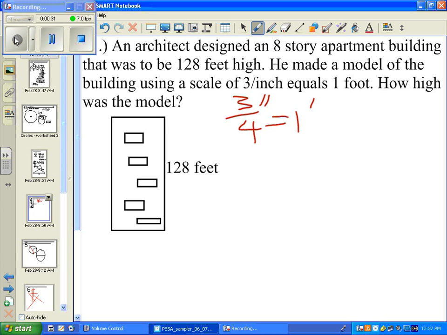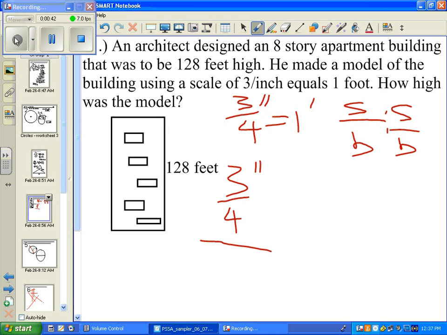This is a ratio and proportion problem, and we're going to go just smaller to bigger. Smaller to bigger. So we have 3/4 of an inch is to 1 foot, which is the larger in the scale, is to, we don't know how large this model is. We're going to call it X, and we have 128.